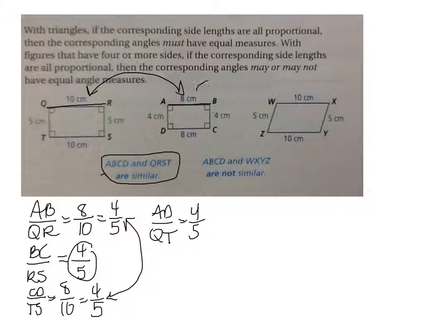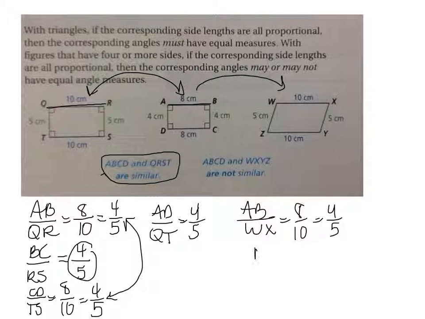Now if we check ABCD to this one, AB to WX is going to be 8 to 10, right? BC corresponds to XY, which is 4 to 5. Then if we did this length to this length, that's also 8 to 10, and AD to WZ is 5. Now, the side lengths are proportional to each other, but are those two figures similar?